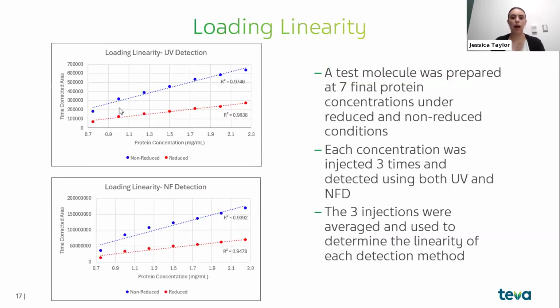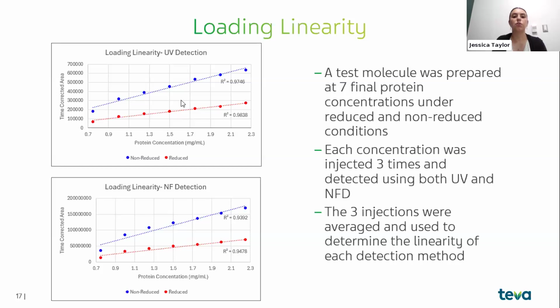So we started by looking at loading linearity. I took one of our molecules and prepared it at 7 final protein concentrations under both non-reduced and reduced conditions. Each concentration was then injected 3 times and detected using both the UV and the native fluorescence detector. I then averaged the 3 injections and used that to determine the linearity of each detector. So the results are shown in the graphs here on the left.